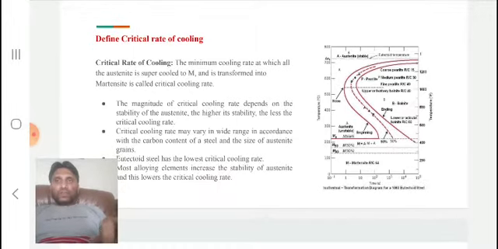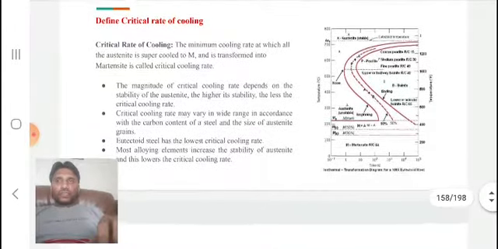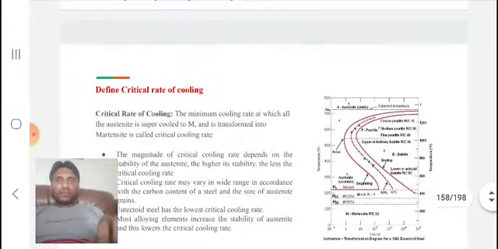Critical cooling rate may vary in a wide range in accordance with the carbon content of a steel and the size of austenite grains. Eutectoid steel has the lowest critical cooling rate. Most alloying elements increase the stability of austenite and this lowers the critical cooling rate.